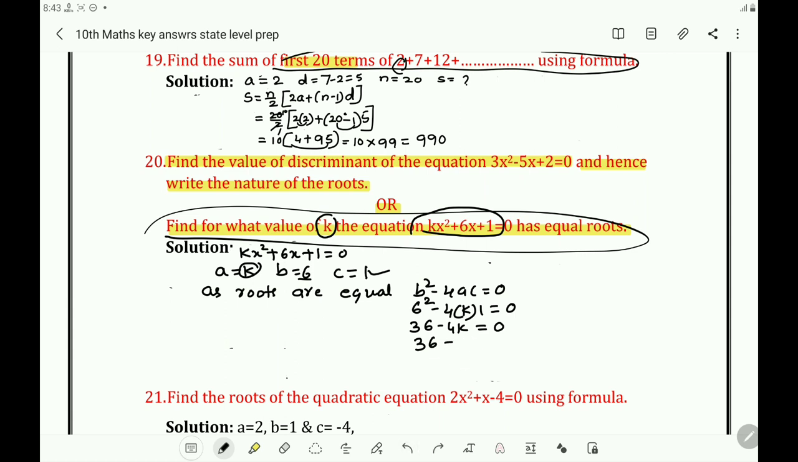you can write minus 4k equals, transfer this 36 to the RHS, that becomes minus 36, then k equals minus 36 by minus 4, transfer this minus 4 to the RHS to solve k, then 4 9s are 36, so here minus minus becomes plus, so k value is how much? 9. K value is 9. In this way, you got the value of k.